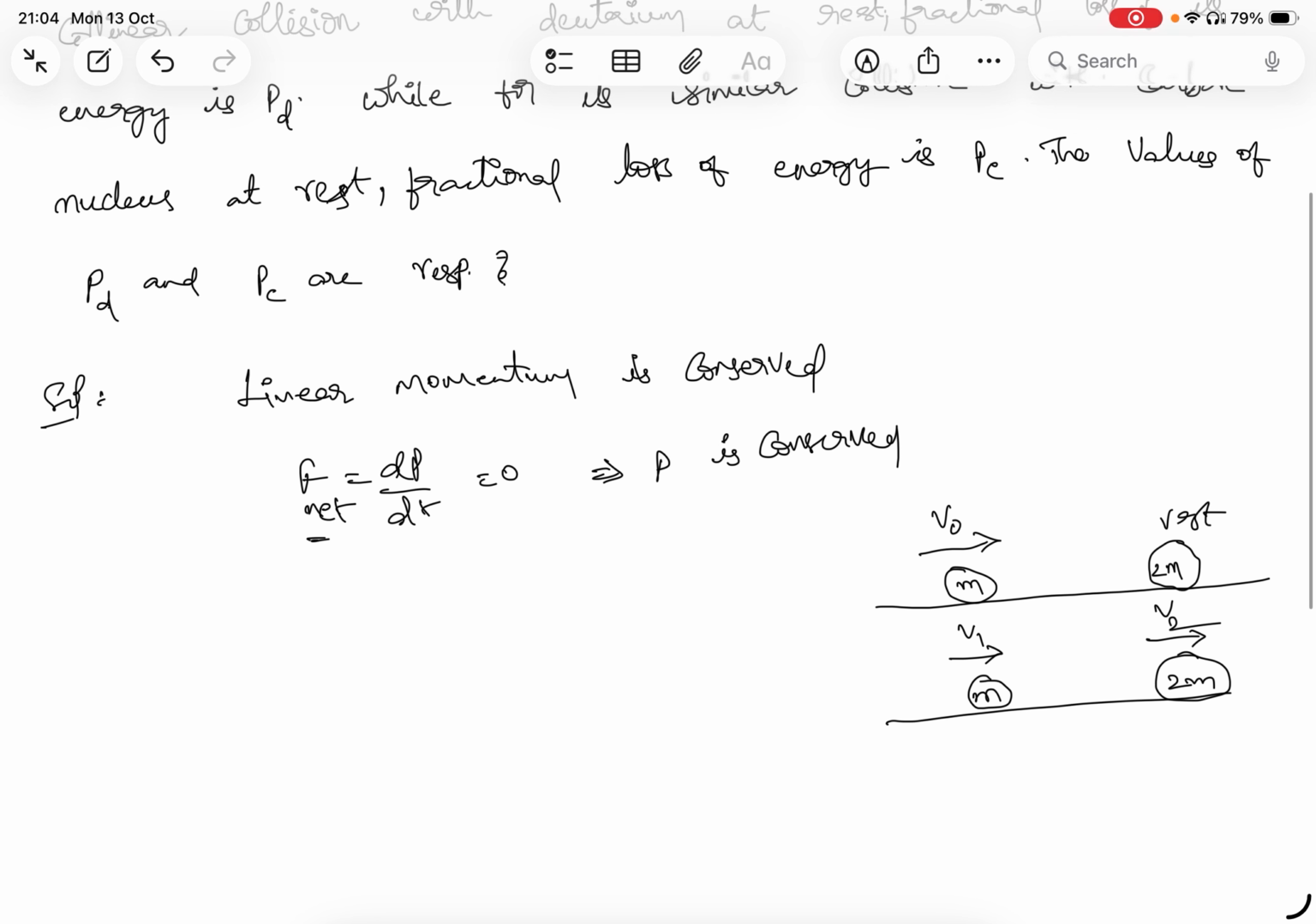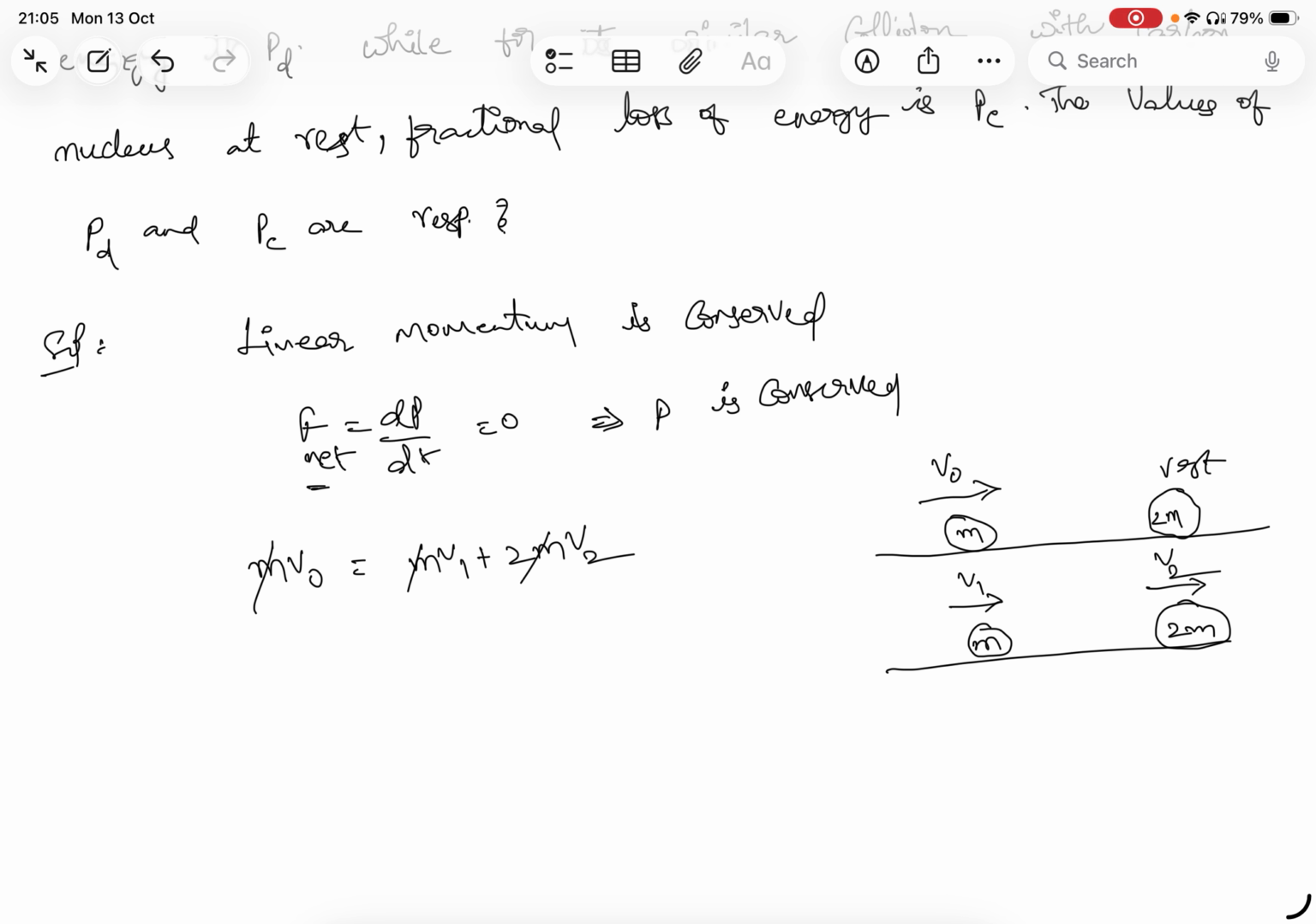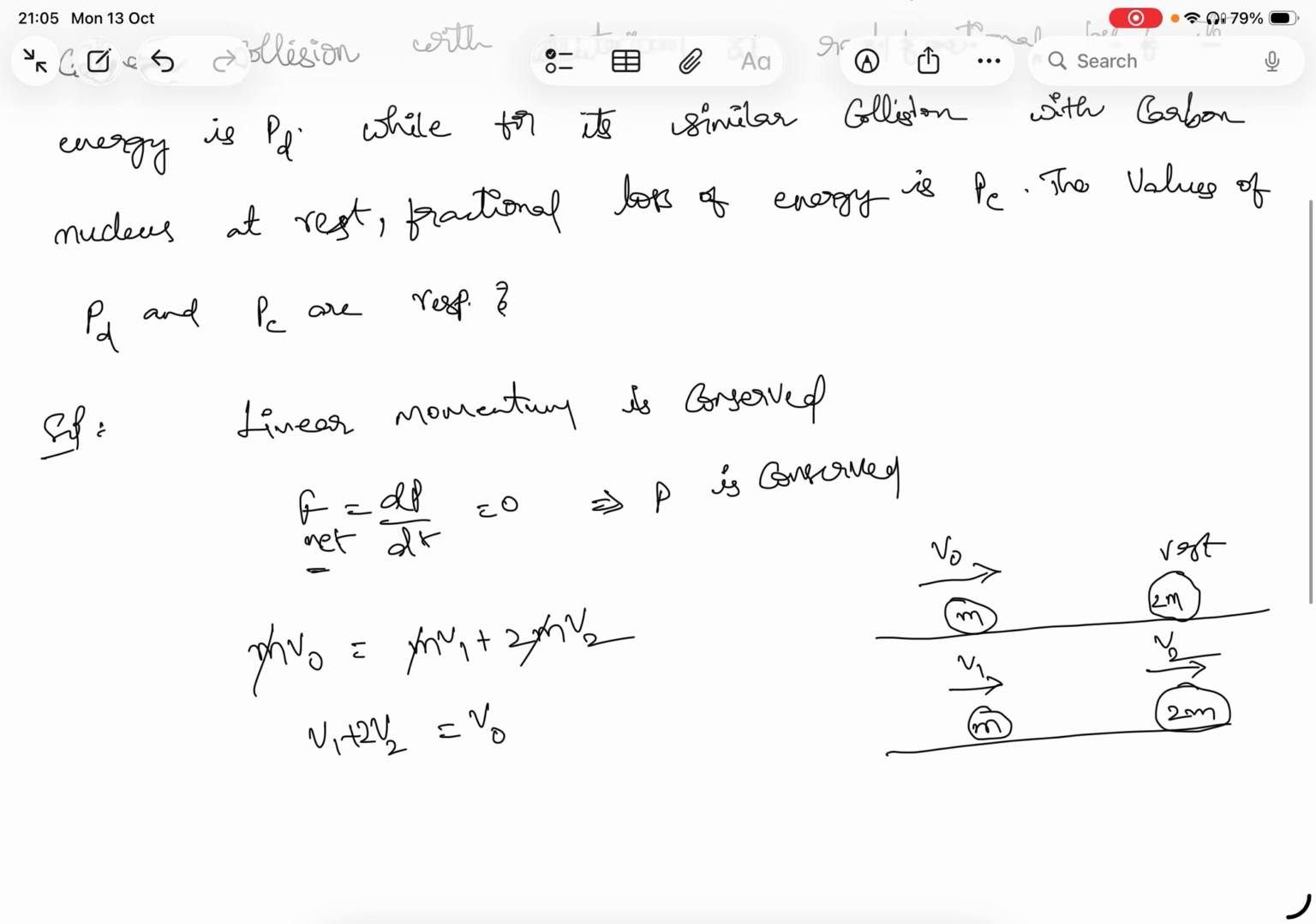Now the initial and final momentums are conserved. The initial one is m v0 equal to, as the second mass 2m is at rest, it will not be included, m v1 plus 2m v2. Then m will get cancelled on both sides, so v1 plus 2v2 equals v0.